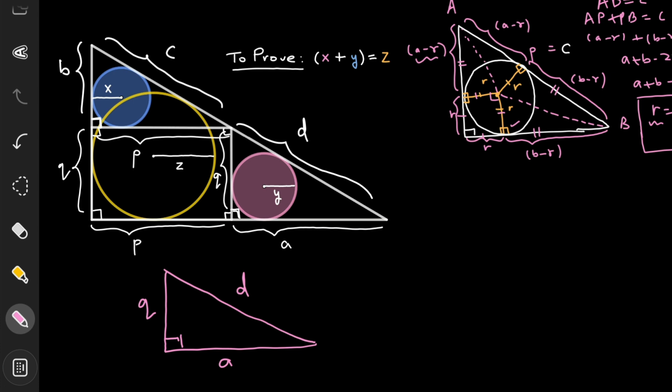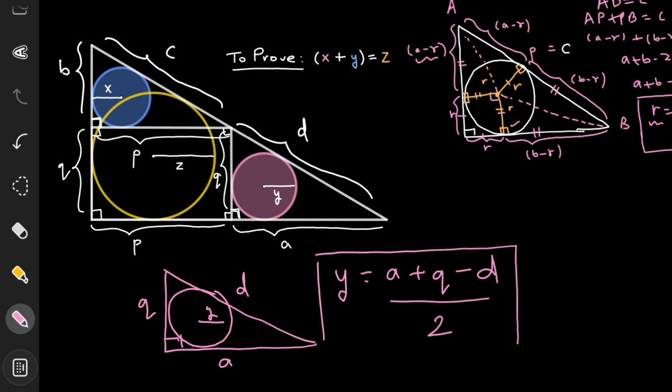Now inside this right angle triangle we have this pink circle whose radius in terms of a variable has been taken as y. Now recall this theorem. According to that particular theorem, the radius of the circle would simply turn out to be a + q, that is the addition of the lengths of the height and the base. Now from this we need to subtract the length of the hypotenuse, therefore minus d, and all of this divided by 2. So here we have got the value of y in terms of a, q and d, that is ultimately the radius of the circle in terms of the side lengths of the triangle.